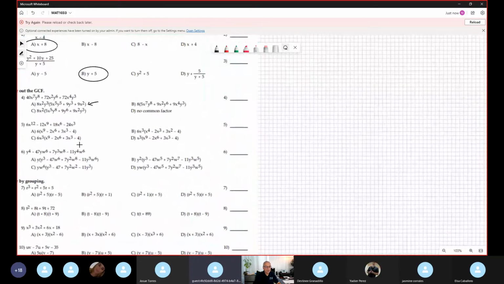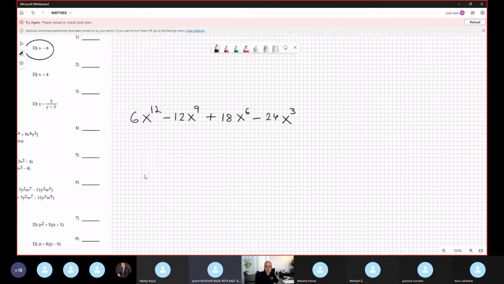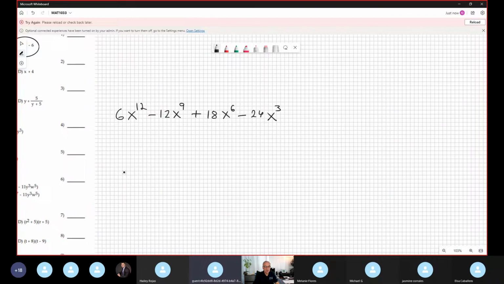Okay. Suppose we have 6x to the 12 minus 12x to the 9 plus 18x to the 6 minus 24x to the cube. Okay, so my goal is to find the GCF. So I find the GCF between 6, 12, I don't care about the sign. The sign is not important to find the GCF. It's the same if it is positive or negative.